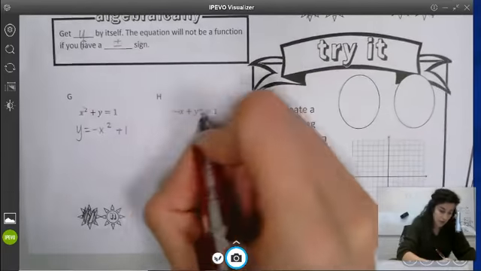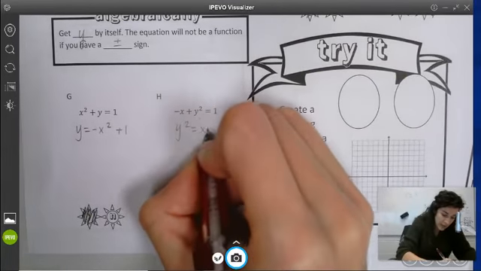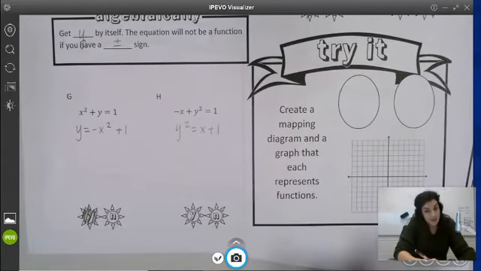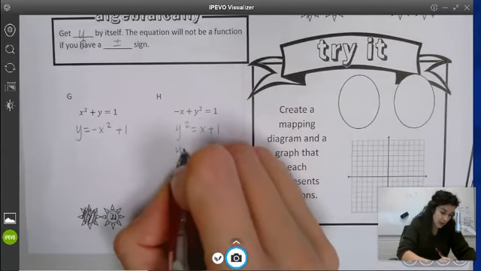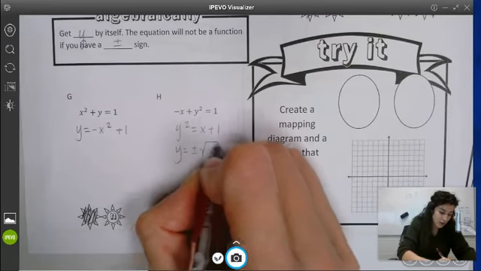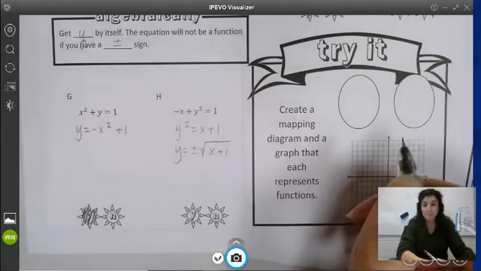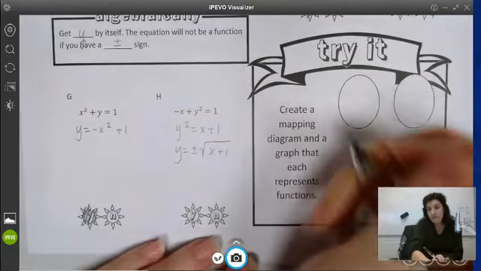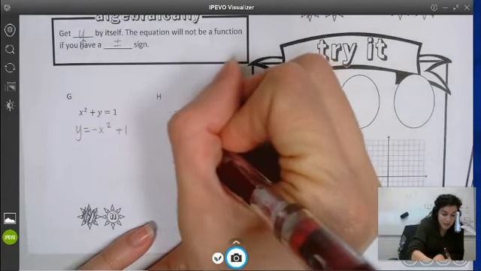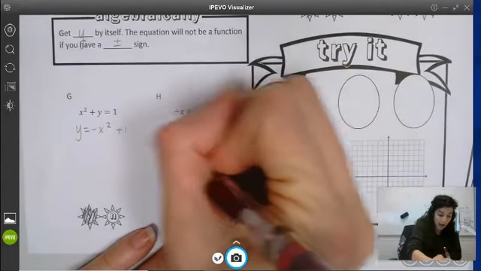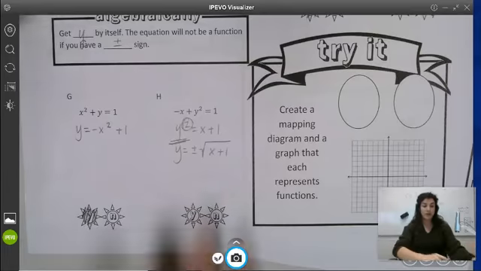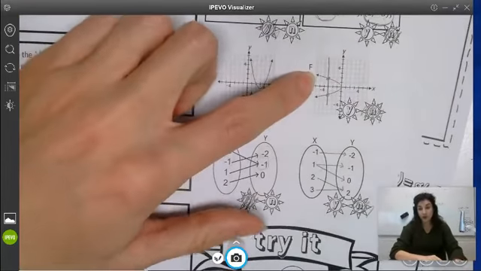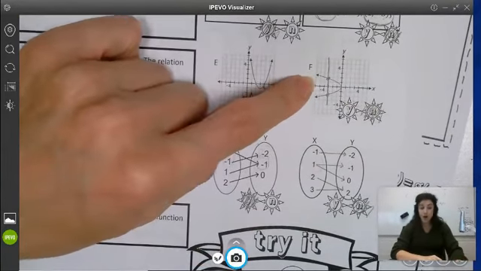Versus if we tried to get y alone here, we would get y² equals x plus 1. And it's still not by itself because it has this squared piece. So I need to take the square root of both sides. y equals, and this is where your plus or minus comes in. Mostly what we're looking at for whether or not it's a function is y squared. It's fine if x is squared. Totally fine. Parabola, absolutely fine. But if y is squared, it is not a function.